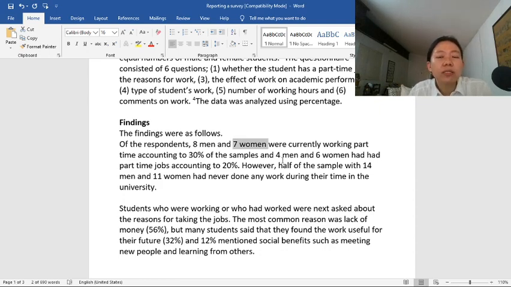The finding for the second question is about the reason for taking a job. The students who worked report that the main reason for working was lack of money. And also some students say that they found the work useful for the future. And the last reason is that they get social benefits. For example, they meet new friends, they learn from each other.